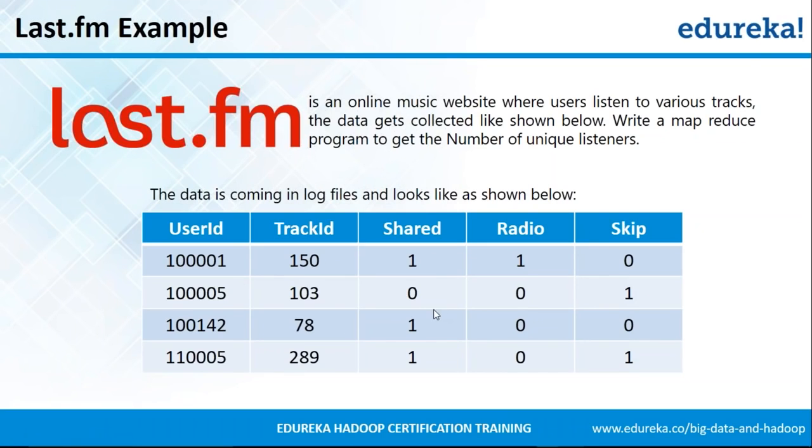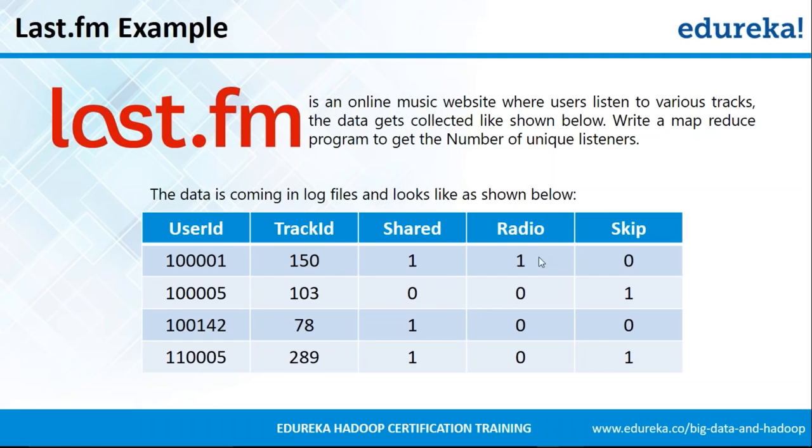This is how the data is stored. We have user ID, we have track ID. Track ID is nothing but the song ID. We have shared. Shared means whether this song was shared or not. So if 1 is there, it was shared. 0 is there, it means it was not shared.